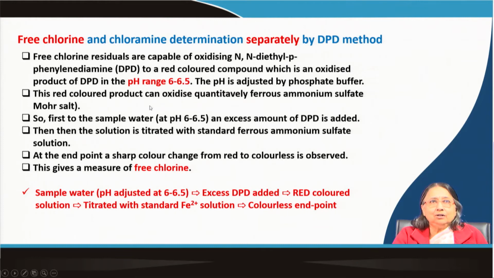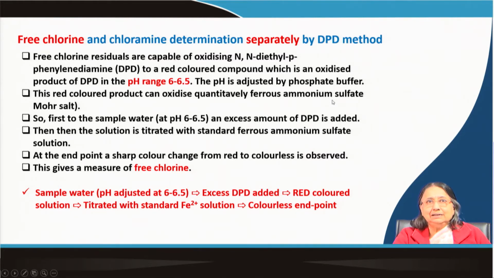Now, the red colored compound is produced. It is quantitative to the chlorine concentration. So, how much chlorine is there, that much oxidized DPD will be formed. Okay. Now, what you will do? This red colored product can oxidize quantitatively ferrous ammonium sulphate, which is also known as Mohr salt. Ferrous Fe2 plus can go to Fe3 plus, right.